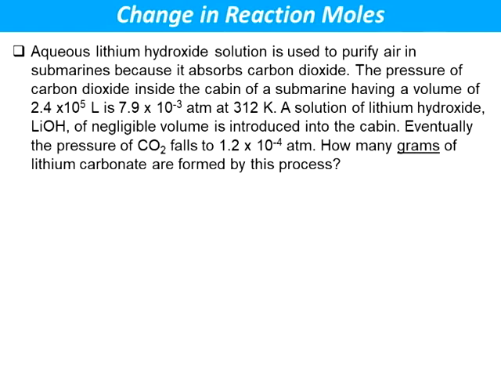The presence of carbon dioxide inside the cabin of a submarine having a volume of 2.4 times 10 to the 5 liters is 7.9 times 10 to the minus 3 atmospheres at 312 K. A solution of lithium hydroxide of negligible volume is introduced into the cabin. In other words, the amount of lithium hydroxide does not have an appreciable effect on the volume. Eventually, the pressure of carbon dioxide falls to 1.2 times 10 to the minus 4 atmosphere. How many grams of lithium carbonate are formed by this process?